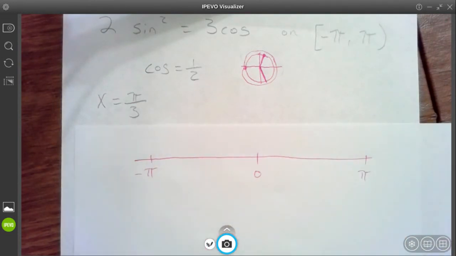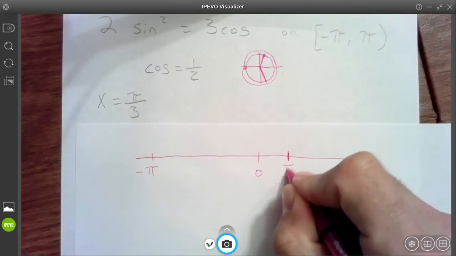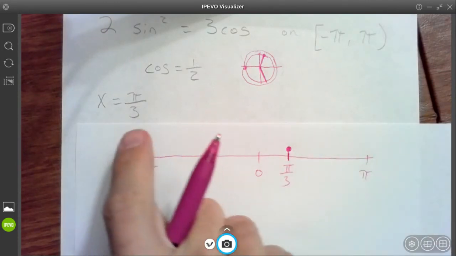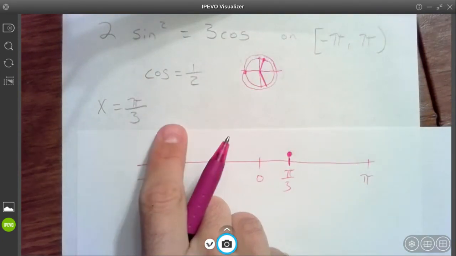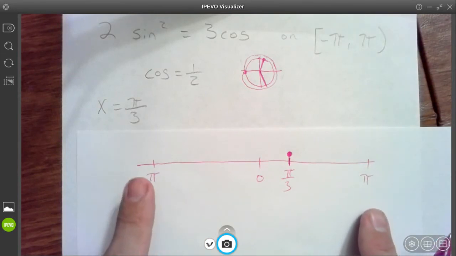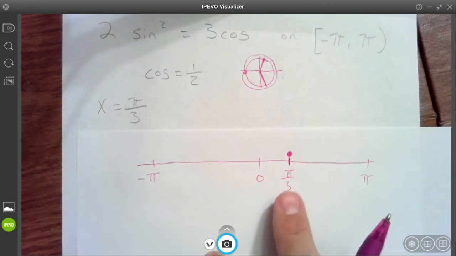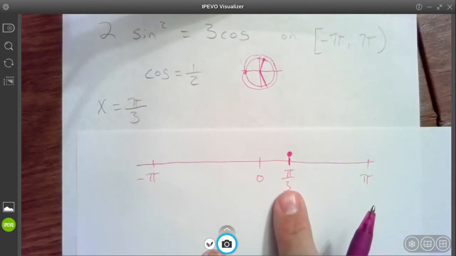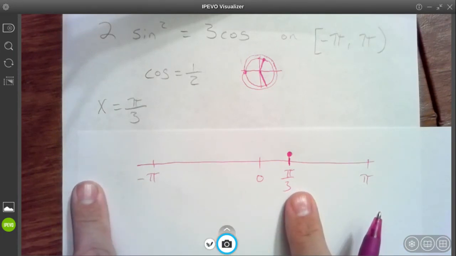So pi over 3 would be in between 0 and pi. It'd be 1/3 of the way. All right, that's pi over 3. So this is indeed a solution. All right, that is a good solution. Now, if I were to add a 2 pi to this, so you see how the distance from negative pi to pi, that's got a distance of 2 pi? If I were to add a 2 pi to this pi over 3, I'd be way over here, right? That would be outside of my interval. And if I were to subtract 2 pi from this, I'd be way over on this side. So I'd be outside of my interval again.